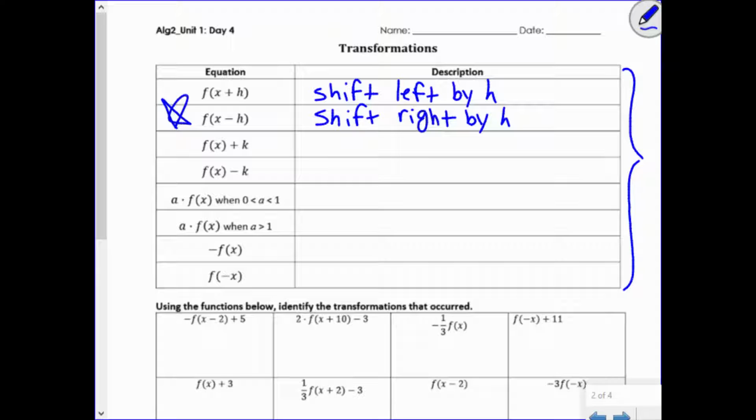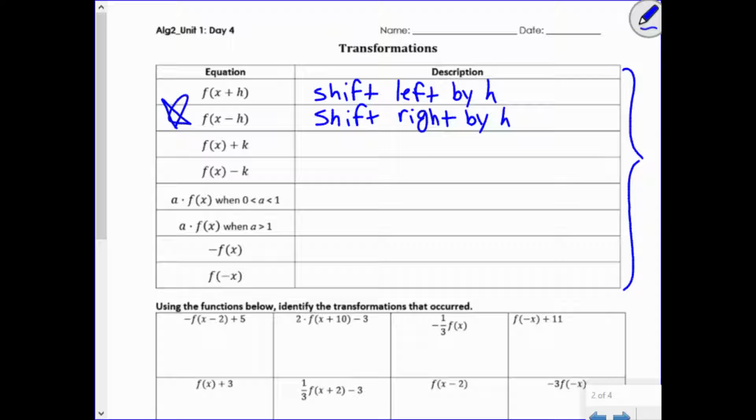If you want to know more about why that is, why it's reversed just when you plug something into a function, I have a little write-up on Blackboard. Not going to go too much into it right now, but if you're really curious and want to know why it works that way, I have a little write-up on Blackboard that you guys can look at. I think it's in the course materials. Cool stuff. Alright, so this is our left versus right.